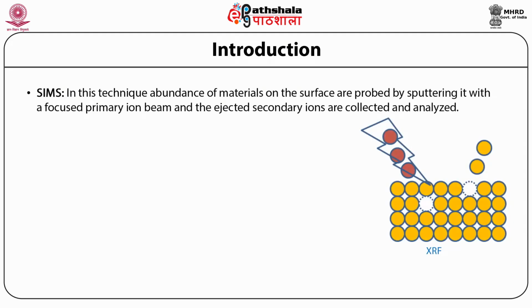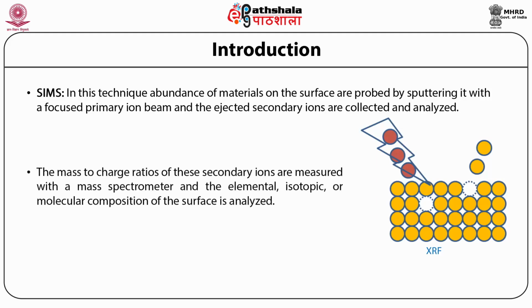SIMS, secondary ion mass spectroscopy. In this technique, the abundance of materials on the surface is probed by sputtering it with a focused primary ion beam, and the ejected secondary ions are collected and analyzed. The mass to charge ratios of these secondary ions are measured with a mass spectrometer, and the elemental, isotopic or molecular composition of the surface is analyzed.